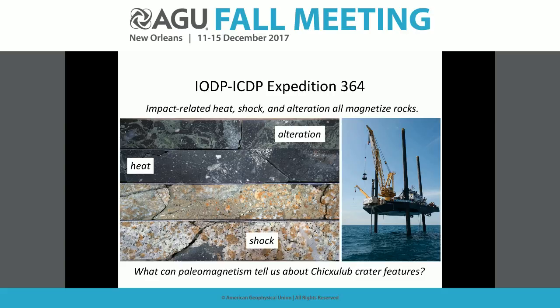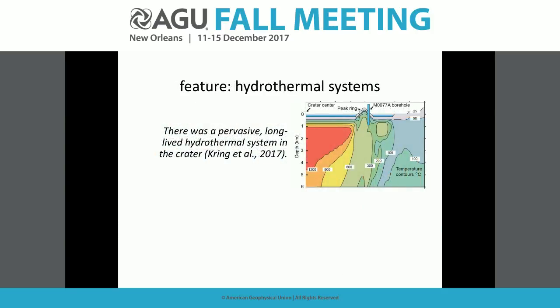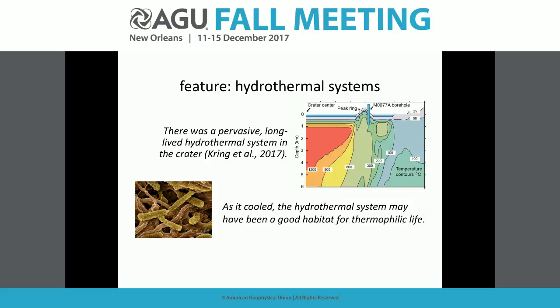So today's talk is going to be about what paleomagnetism can tell us about impact cratering features that we see here in the Chicxulub drill core. So the first feature I'm going to talk about today is the hydrothermal system, which we just heard a lot about from David Kring. So the short story here is that there was a pervasive, long-lived hydrothermal system in the crater. And as David mentioned, as it cooled, this hydrothermal system may have been an excellent abode for thermophilic organisms as the system recovered after the impact.